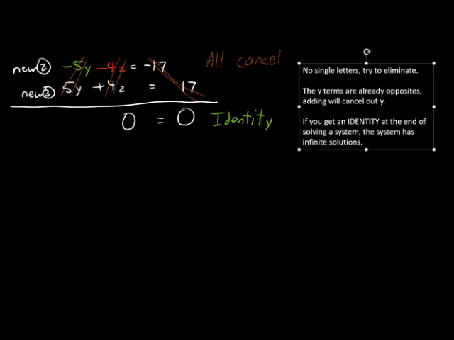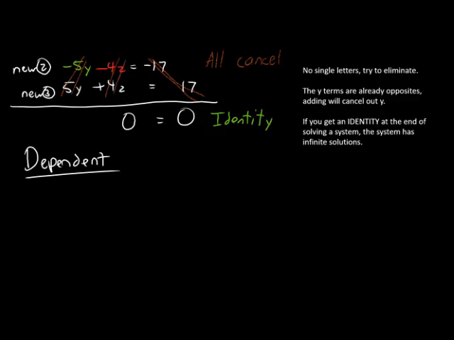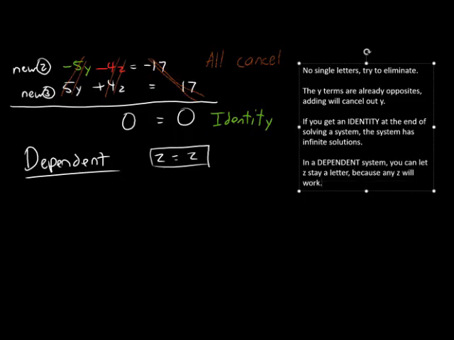A system with infinite solutions is also sometimes called a dependent system. When you have a dependent system, the way we'll handle it is we'll let z stay as a letter because z can be anything. To show this, we will write z equals z. This means no matter what z is, we'll still have a solution to the system. So since we can't say what z is because any z will work, what we'll do instead is now try to solve for the other letters. When we solve for the other letters, it's okay to use z in our answer.